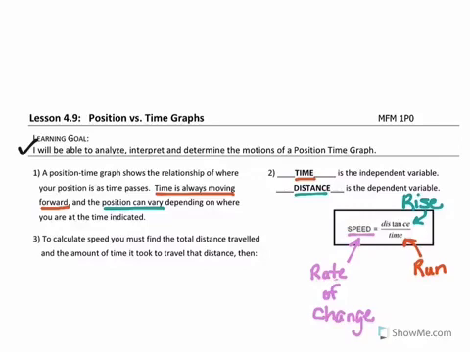So these two things, time and distance, are basically what you're going to see in your motion graphs. And those are your independent and dependent variables. So obviously your distance depends on how much time has gone by. So the distance that you are from your house depends on what time it is.